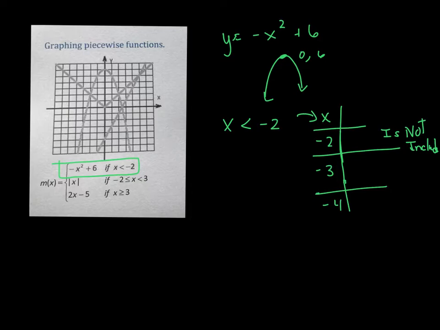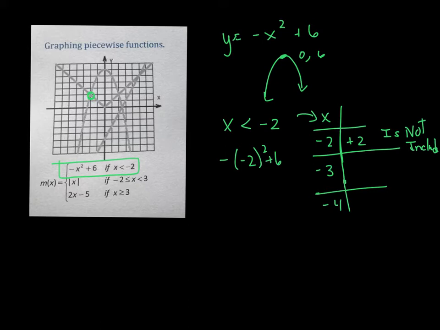So what I mean by that, that would be -(-2) squared plus 6, which is -4 plus 6. So that gives us a +2. Now this point is not included. So that means over here on this particular piece, I'm going to draw an open circle around where that parabola is.